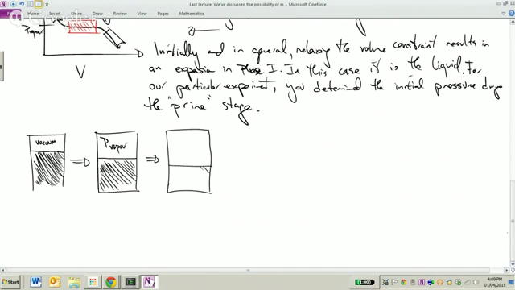All right, so just to be clear, here's my piston, right? Piston and piston. I should make these, hold on.